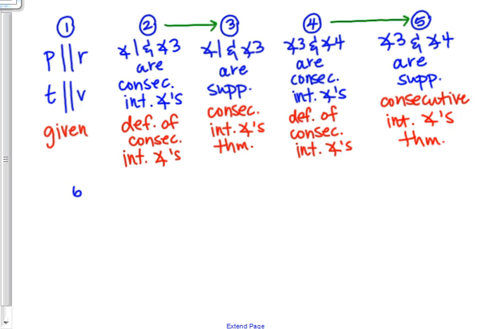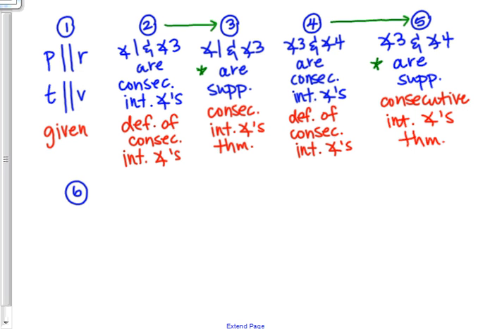And then step 6 is a little different than what we've been doing. Kind of have to think back to our unit 2 now, because we can draw a conclusion here, but it's a little bit tougher to see. So we have a couple things. We know that 1 and 3 are supplementary, right here. And we know that 3 and 4 are supplementary.